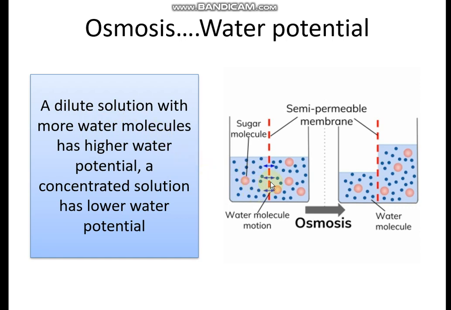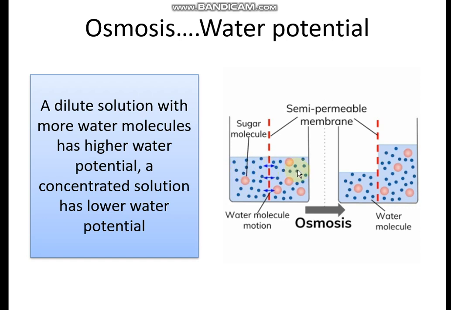Now, look at this diagram. Here you can see that these blue colored circles are representing water molecules, while this red one over here is showing a solute molecule, which over here is a sugar molecule. So you can see that this region contains more water molecules, which means it is a dilute solution and it contains lesser solute concentration. So this side has higher water potential.